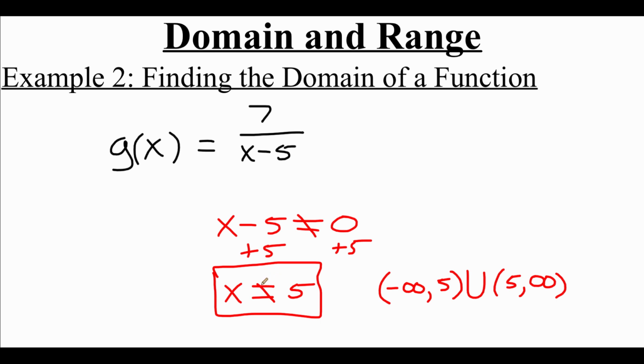So this inequality, x cannot equal 5, and this interval are both saying the same thing. It's saying that we could have any number to plug in for our x except for 5. 5's not going to work because then we would get 0 on the bottom of our fraction.